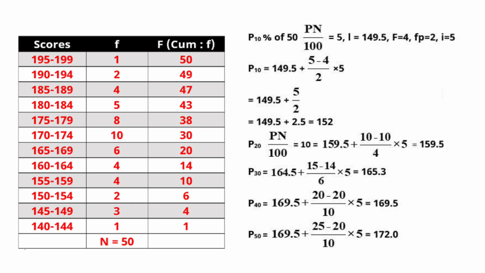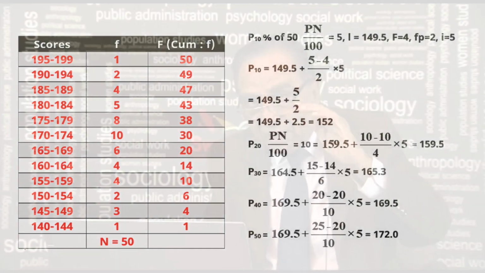That means, in a test, the person who is getting 152 marks is at P10, so 90% of people are above him and 10% of people are below him. His position in the group is determined by that. For example, I am constructing a test to measure anxiety. Now, your score, suppose, is 152.